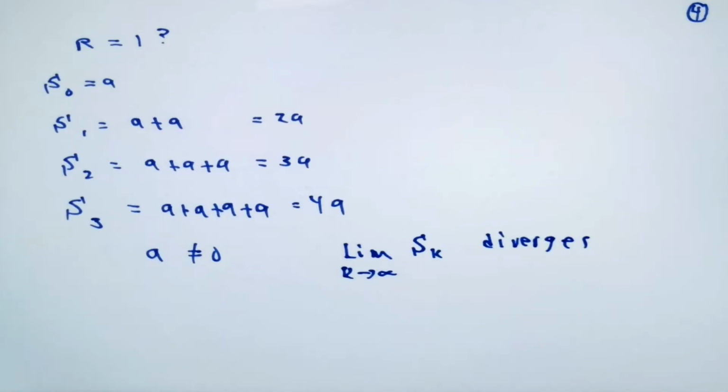If r is equal to 1, then S0 is a, S1 is 2a, S2 is 3a, and since we presumed that the a wasn't 0, those numbers become indefinitely big if a is positive, or indefinitely negative if a is negative. In either case, the limit of the partial sums fails to exist, and the infinite series diverges.